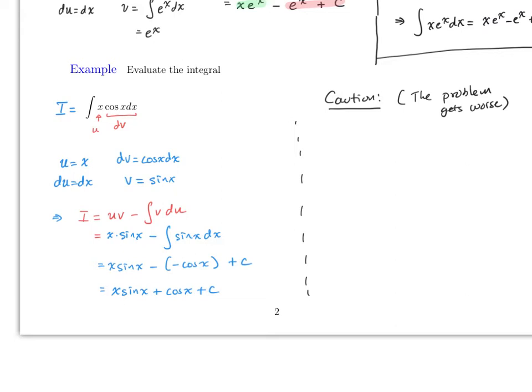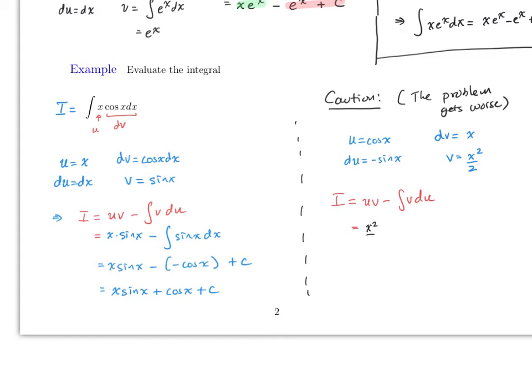Let's say that instead of using this for u and this for dv, that you switch the two around. Okay, let's say that you pick u to be cosine. Notice that du is minus sine, which was easy to do. And let's say that you pick dv to be x. So therefore v is going to be x squared over 2. Now, if you apply the integral, the uv minus integral of v du, you get the following.